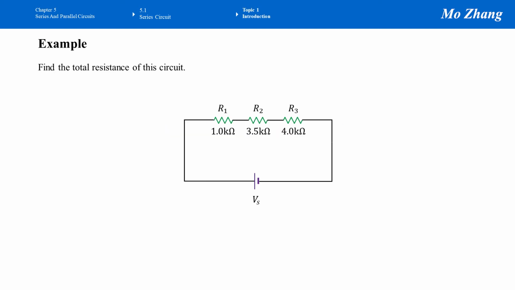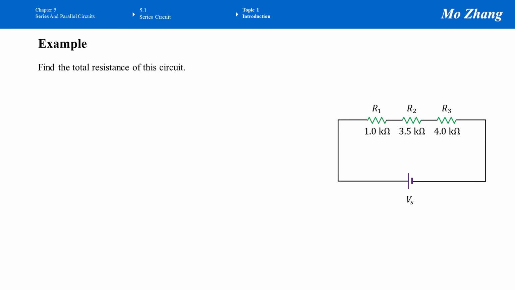Let's work on one example here. This circuit has three resistors connecting in series. They are R1, R2, and R3. R1 is 1 kilo ohm, R2 is 3.5 kilo ohm, and R3 is 4.0 kilo ohm. We want to know what's the total resistance of the entire circuit, the whole system. In other words, if we replace these three resistors by only one resistor, what's the value of that one resistor? So let's put the circuit on the side, and then we're going to find the total resistance.